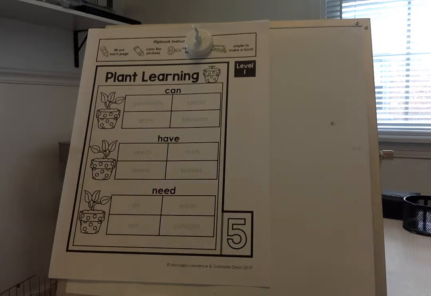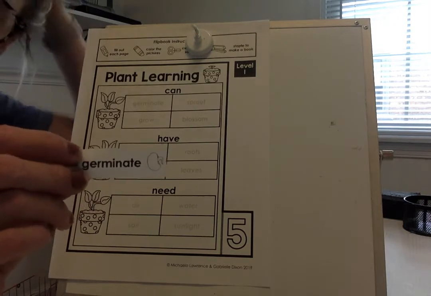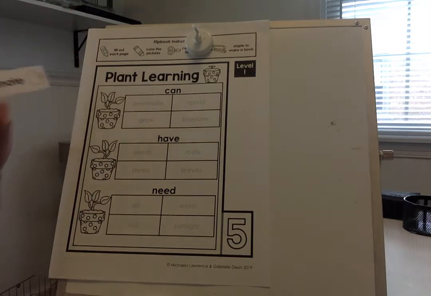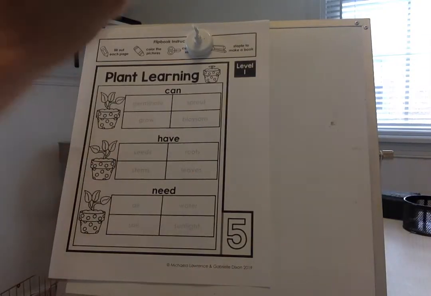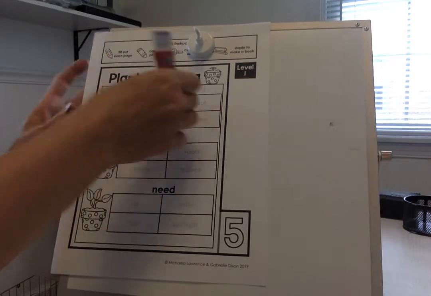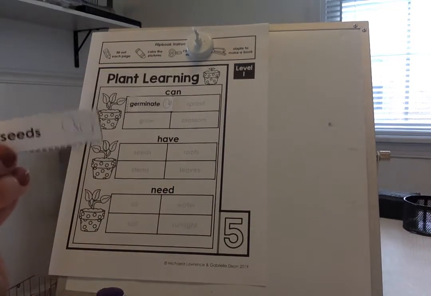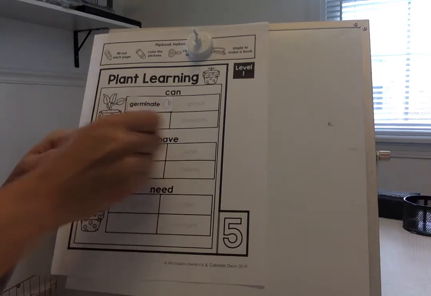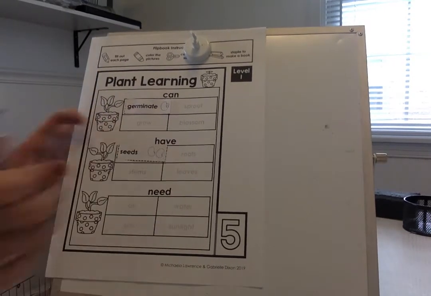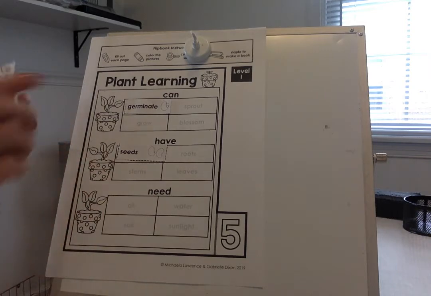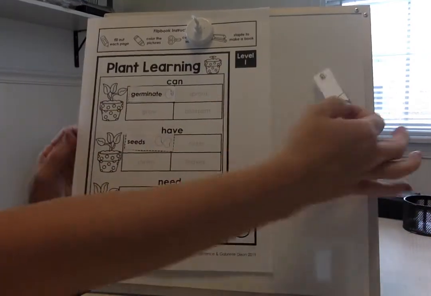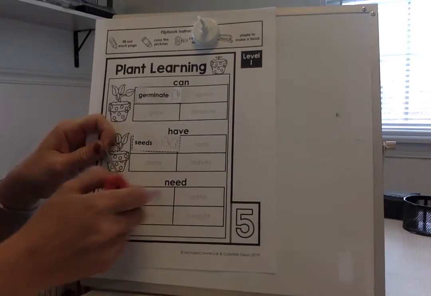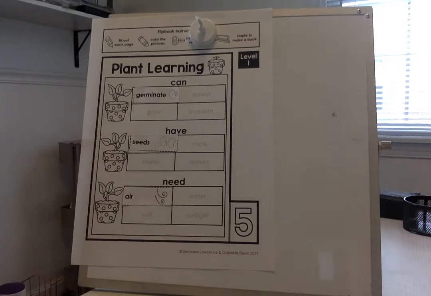So our first word is germinate. Germinate. And now remember, that's when the seed starts to grow down. So germinate. Plants can germinate. Very good. So that goes under can. And you'll notice it does have a matching part if you need it. Okay, our next one is seeds. Is it plants can seeds, plants have seeds, or plants need seeds? Plants have seeds. Very good. That's something that they have. And then the last one that we have right now is air. Plants can air, plants have air, or plants need air. Plants need air. Excellent. All right, let me cut out the next row.